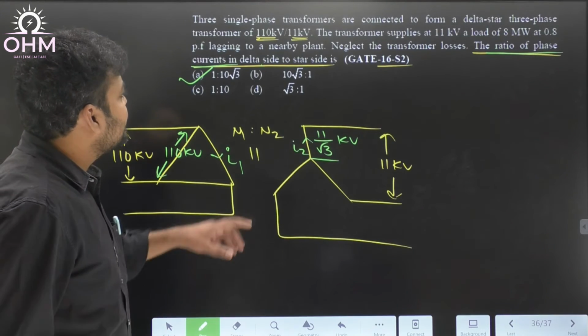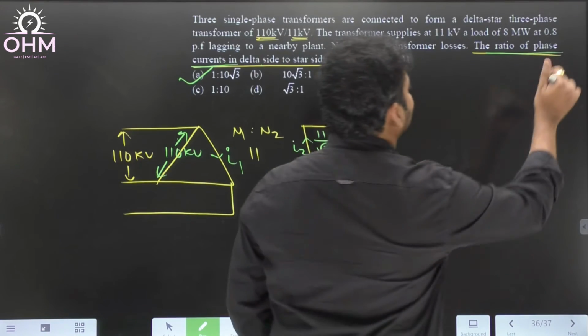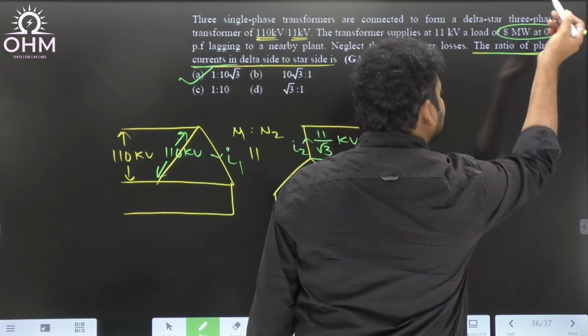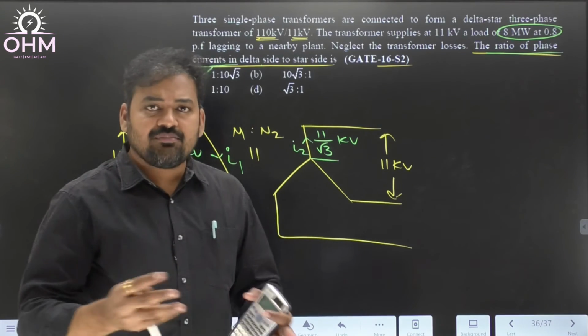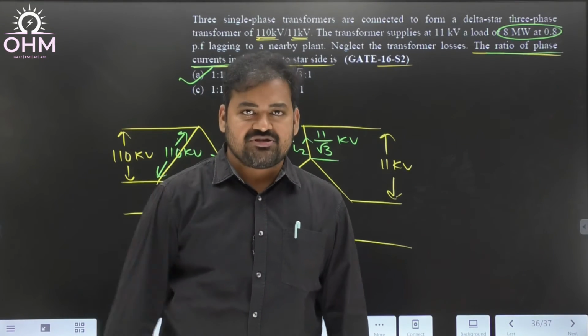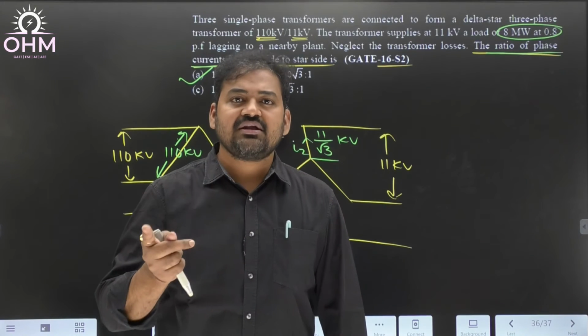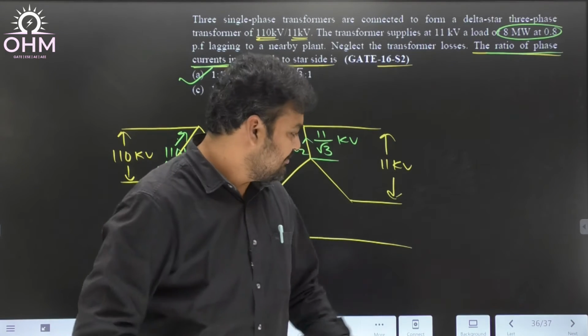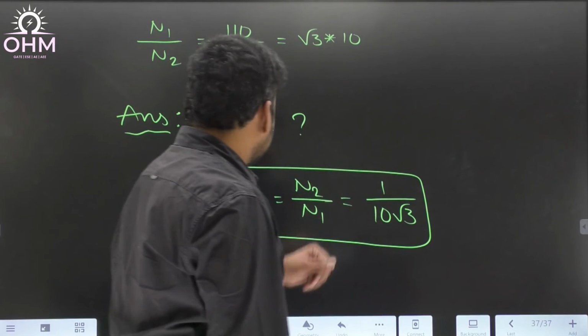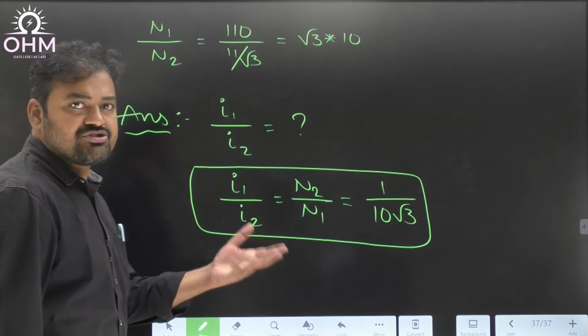So this ratio is independent of load. See, even though the load power factor was given, you need not consider it. Why? Because whatever the load, the ratio doesn't change. Magnitudes of the currents may change, but the primary to secondary current ratio does not change. The same current ratio will come. So that is 1 by 10 root 3, that is 1 is to 10 root 3.